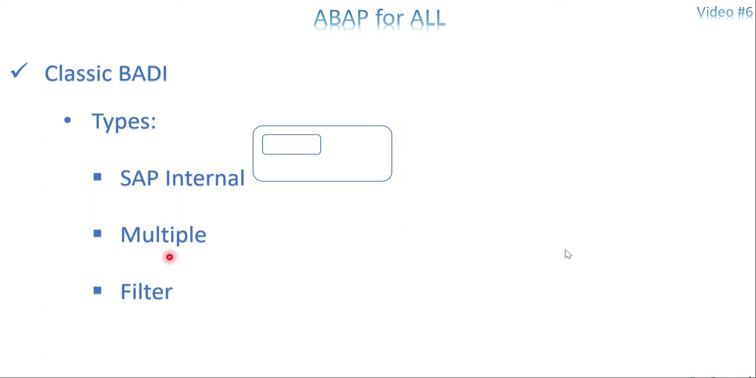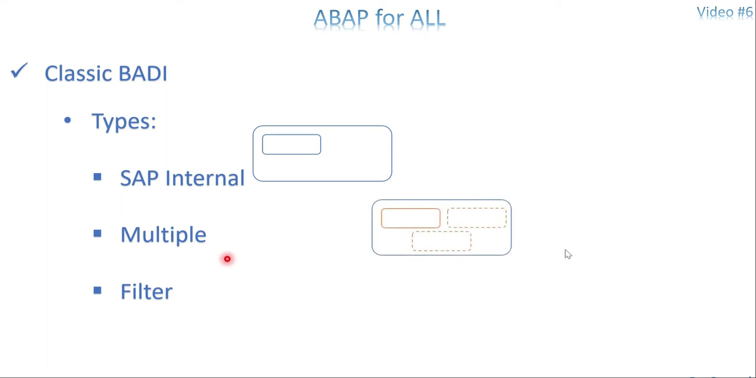Multiple: here there are two things available. If it is selected, we consider this BADI as capable of multiple implementations. If this option is not selected, then this BADI is applicable only for a single implementation. So two variations are available in one single option. All these three are check boxes, not options. So multiple selections are also possible: you can select SAP internal and multiple, or multiple and filter, depending on SAP. These are not in our hands, these are decided by SAP, because I'm talking about the definition of your BADI. It's not the implementation, it's the definition of your BADI that is done at SAP level.